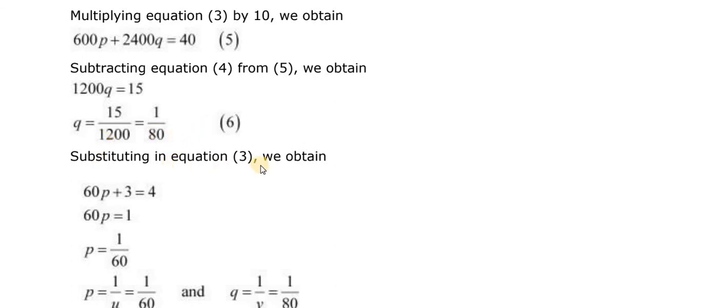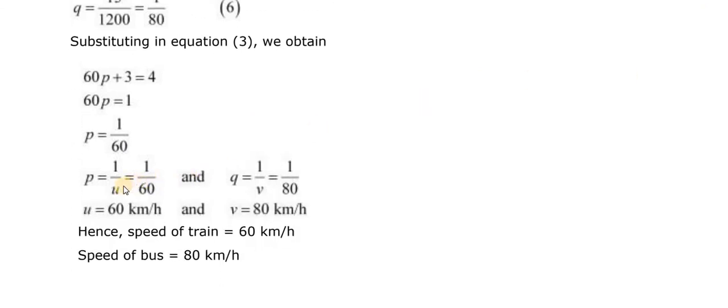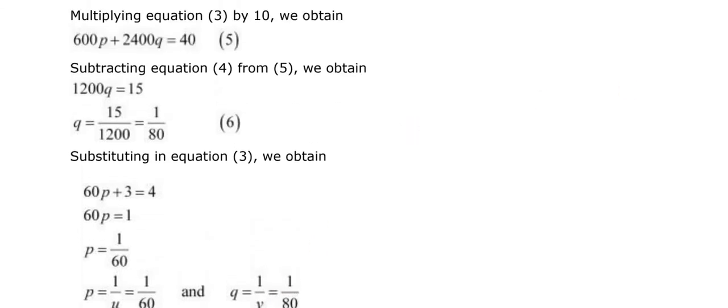Substituting in equation 3, we obtained 60p plus 3 is equal to 4. So if we simplify that, p is equal to 1 over 60. p is equal to 1 by u is equal to 1 by 60, and q is equal to 1 by v is equal to 1 by 80. So we get that u is equal to 60 kilometers per hour, and v is equal to 80 kilometers per hour. Hence the speed of the train is 60 kilometers per hour, and the speed of the bus is 80 kilometers per hour. So look into this problem.